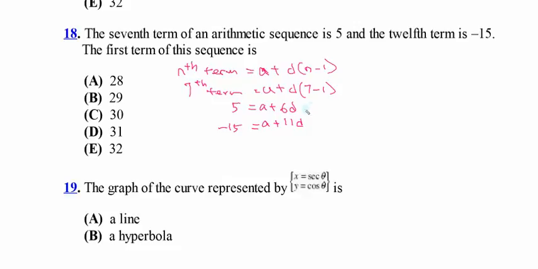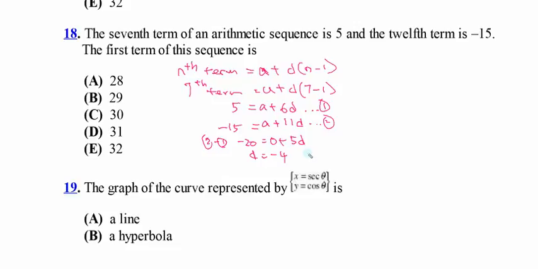Now, if you take second equation minus first equation, 2 minus 1. On the left hand side, minus 15 minus 5 is minus 20. A minus A is 0. 11D minus 6D, you get 5D. So D actually is minus 4.